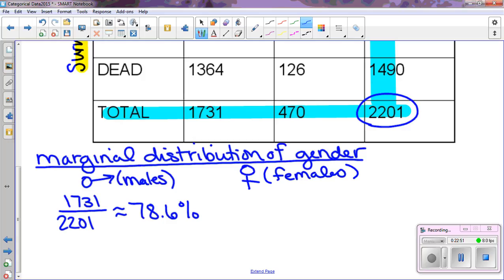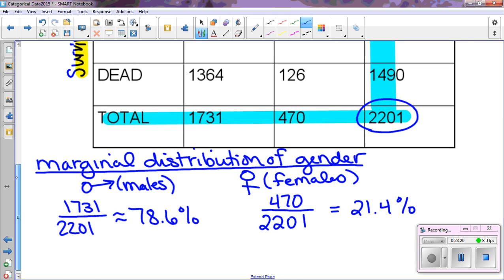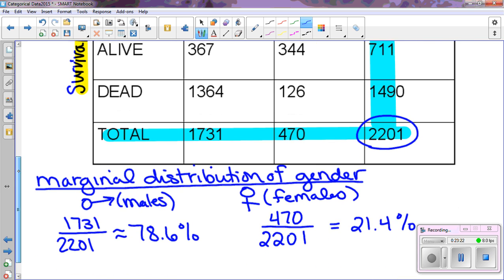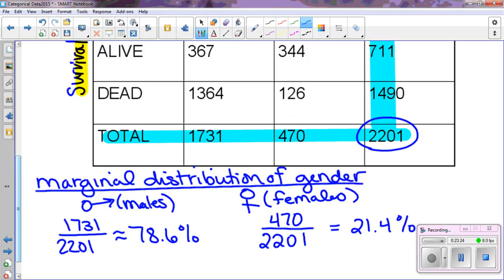Okay, how about for females? What number divided by what number here? 470 out of 2,201. And when I divide those, I should get 21.4. Because these percentages should add up to 100%, shouldn't they? But you round the next one up. When you round up the next, right, it should round up to 4. Okay? So we have our marginal distribution of gender.